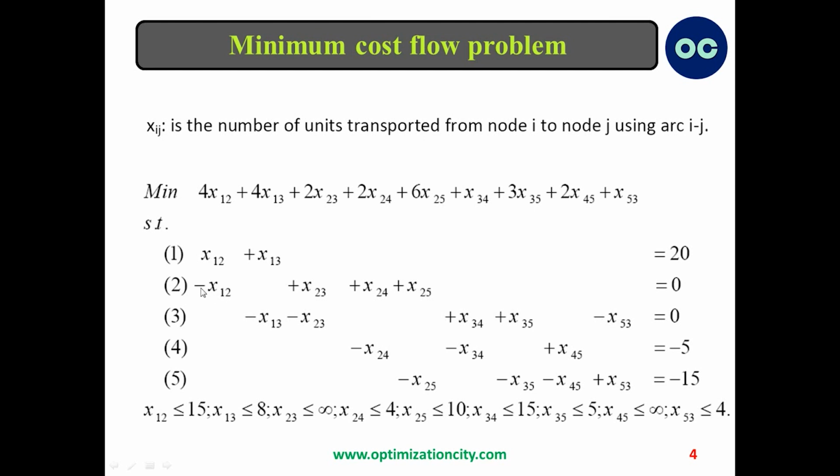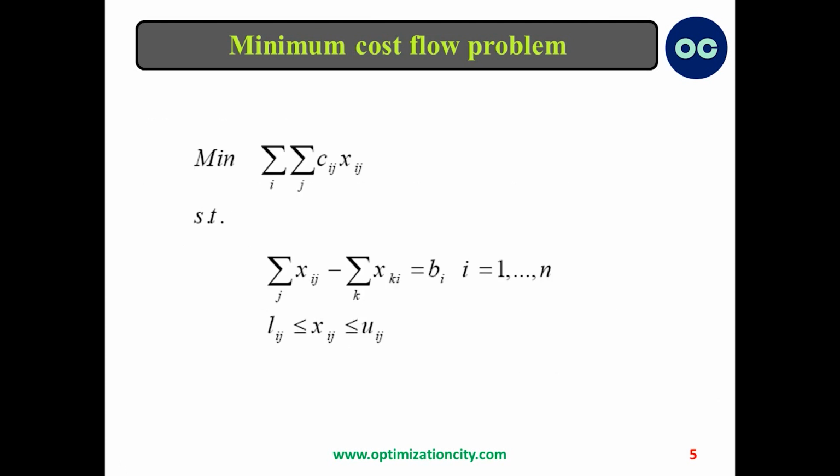Based on the above characteristics, the general form of the minimum cost problem can be expressed as follows. Another one, we have the capacity for each arc. You can see it as a constraint at the bottom of the model, and we have the objective function we are going to minimize. This is the cost for each unit of transport passing each arc. So this is the general form of the minimum cost flow problem.